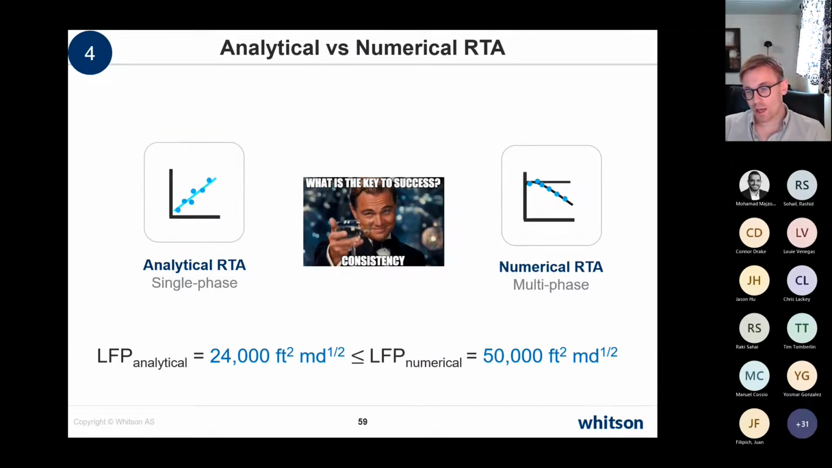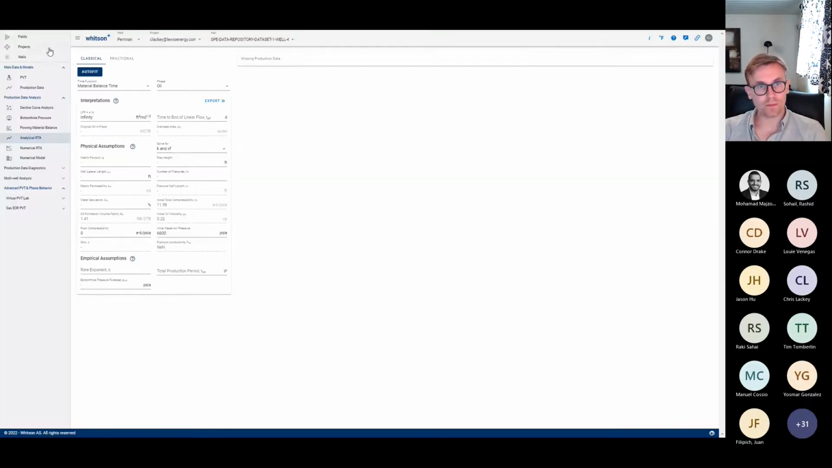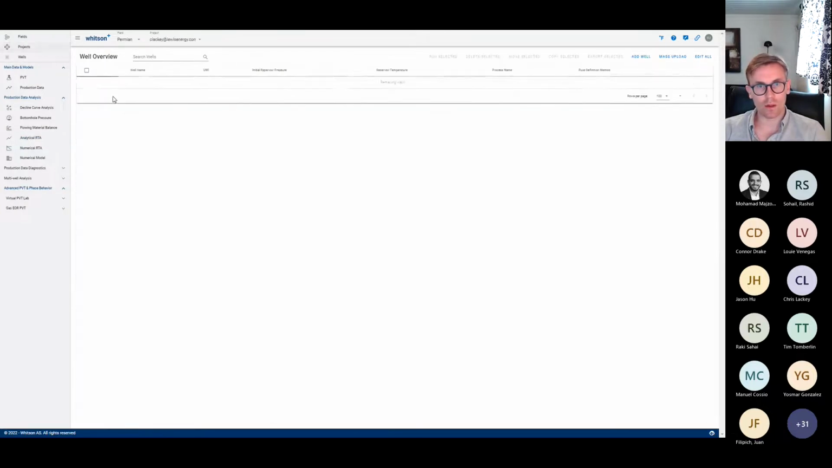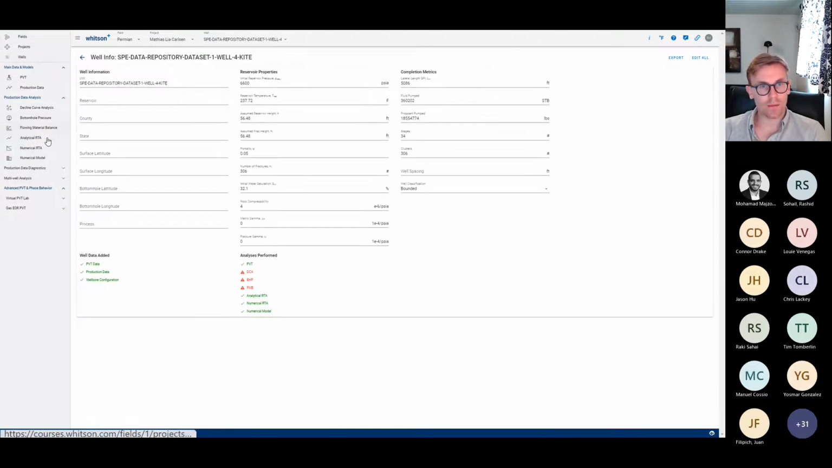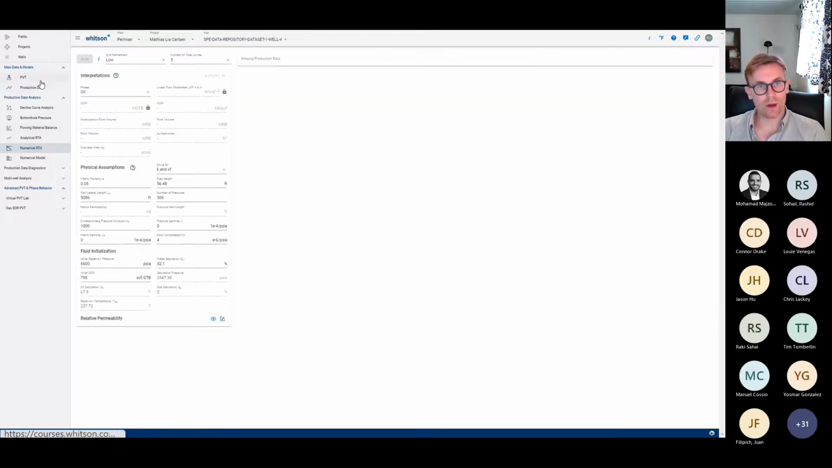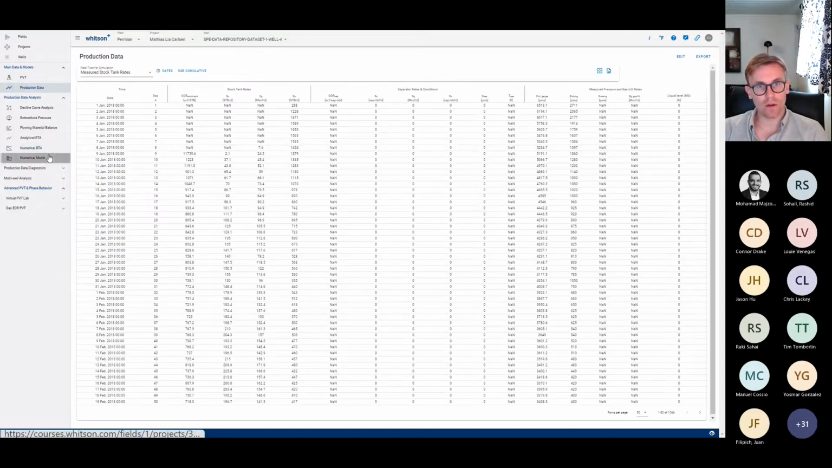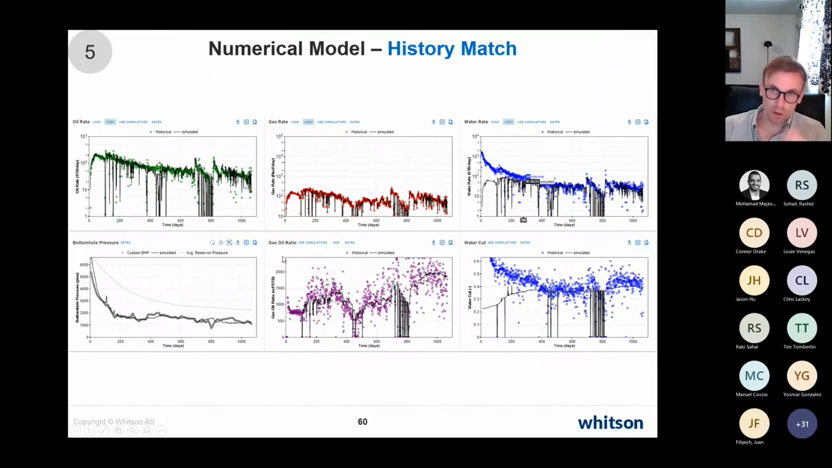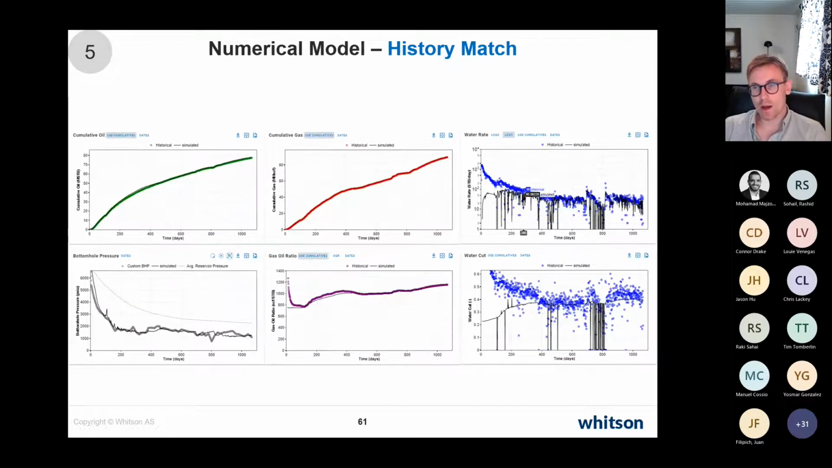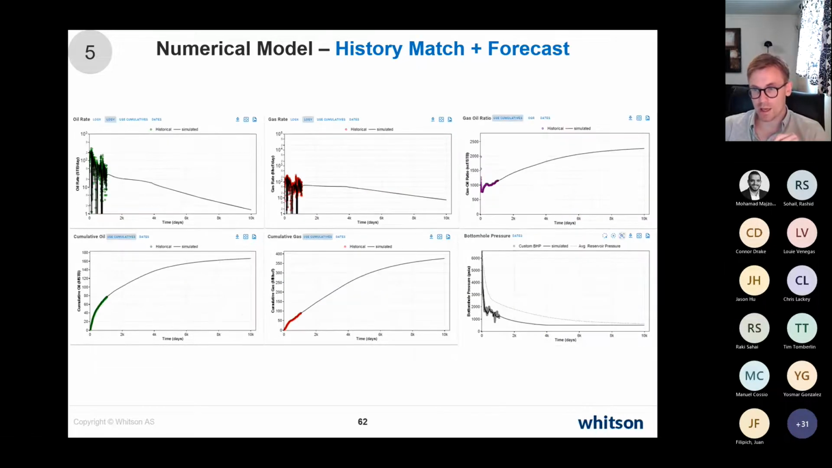Once you've done your numerical RTA, you can just click export into a numerical model run. I'll see if I can just show that real quick here. So we bring this into the numerical model history match. And then we see that if we have a good result in our RTA workflow, we'll get essentially a perfect history match on the first run in our numerical model that we can then bring in again and do a forecasting exercise on.